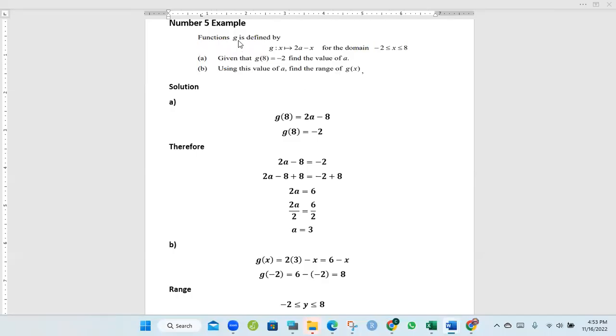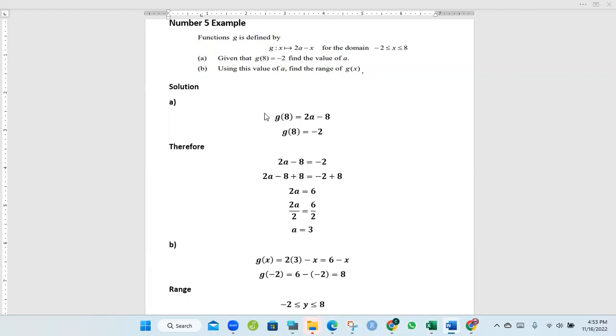So this question is: function g is defined by g(x) = 2a - x for the domain -2 ≤ x ≤ 8. Now we say, given that g(8) is equal to -2, find the value of a. So what we need to do is write this down to find g(8). To find g(8), we have to put 8 where x is in 2a - x. So g(8) is equal to 2a - 8, because that's where x was.